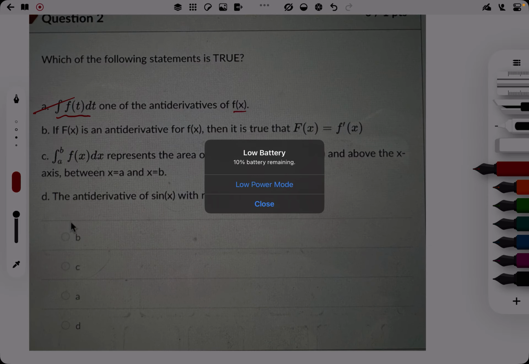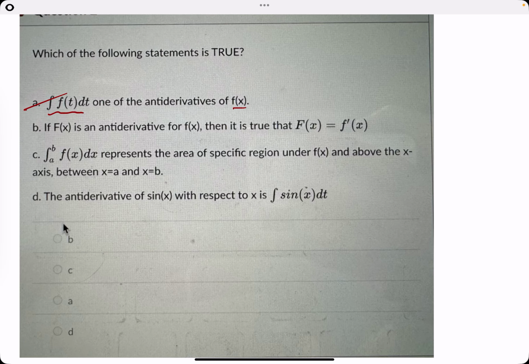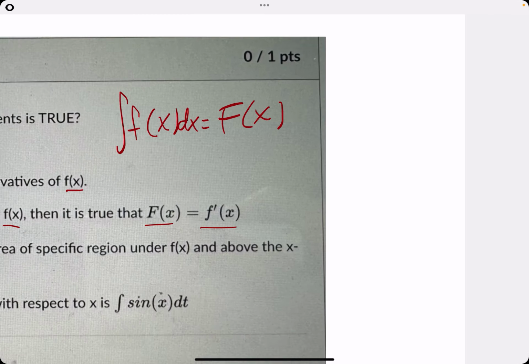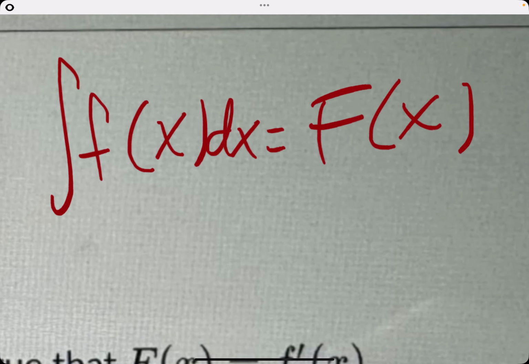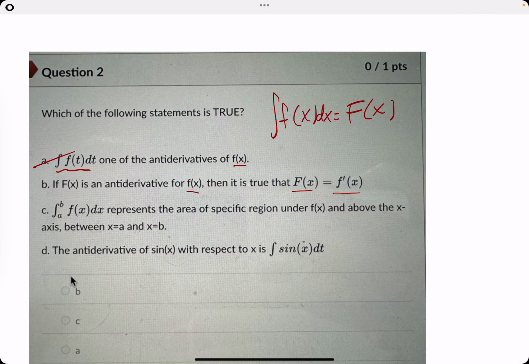B, if capital F of x, all right, we're at 10 now, let's keep it going. If capital F of x is an antiderivative for lowercase f of x, then it is true that f of x equals the derivative of lowercase f of x. Okay, so notice they're saying capital F is the antiderivative of lowercase f. And so, in other words, the integral of f is equal to capital F. So it is true that f is equal to the derivative of f? No, just the opposite. Big F is equal to the integral of f, not f prime. That doesn't make any sense.